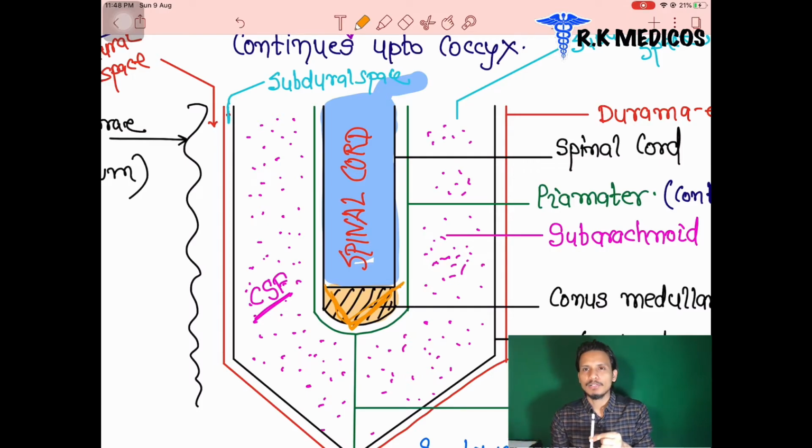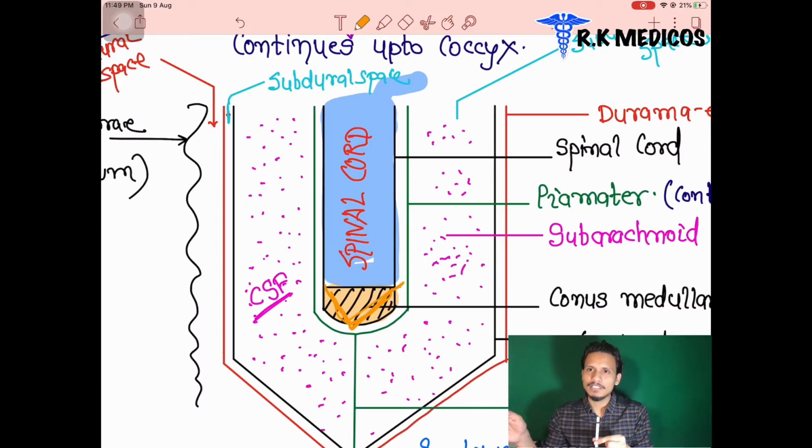Next, the innermost layer is the pia mater. Between the pia mater and the second layer, the arachnoid, the space present is called the subarachnoidal space, because it is present below the arachnoid. Sub means below. Once again, there is also a space just below the dura mater, called the subdural space.